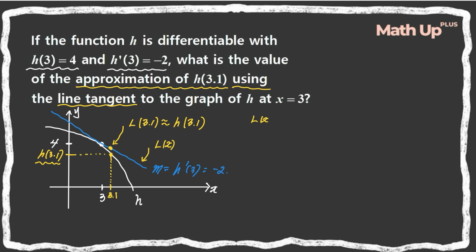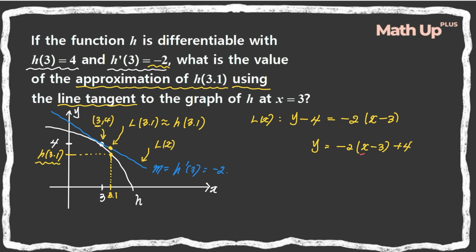So L of x, the equation of the tangent line, using point-slope form: y minus y1. This tangent line passes through (3, 4), right? So y minus 4 is equal to the slope, negative 2, times x minus x1, that is 3. So y is equal to negative 2 times (x minus 3) plus 4.